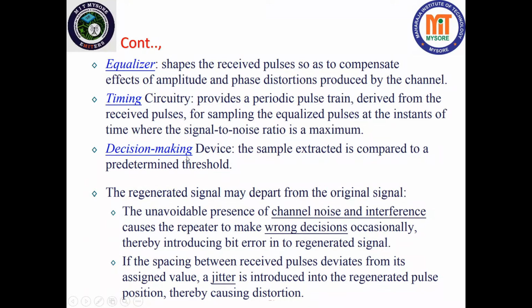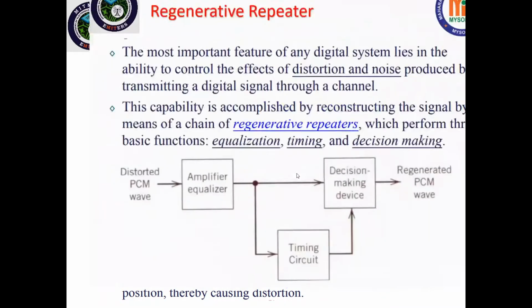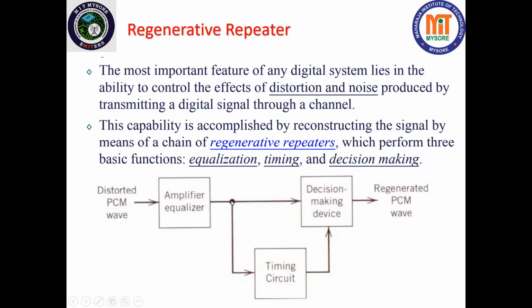The work of the decision making device is that the sample extracted is compared to a predetermined threshold. So the incoming signal, that is the equalized signal, is compared with the timing circuit signal, where the decision making device makes a decision in favor of symbol 0 or symbol 1 based on the set threshold, and thereby the complete regeneration of the signal happens with precise means.